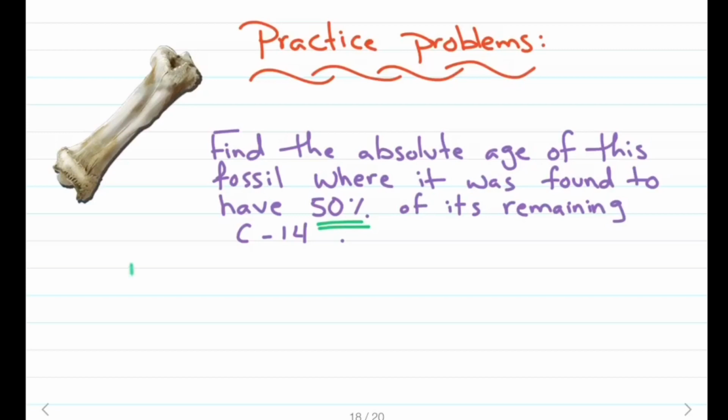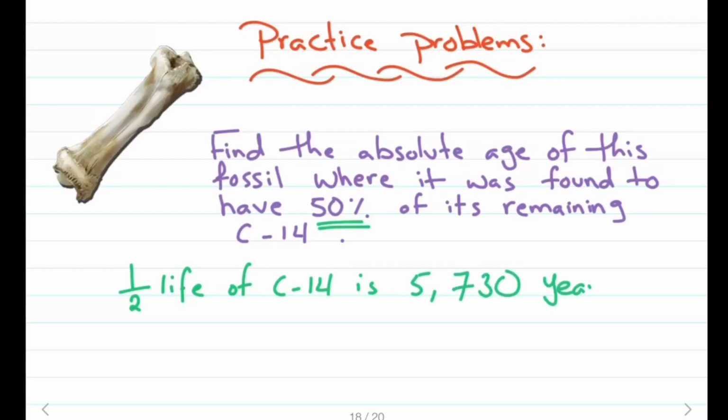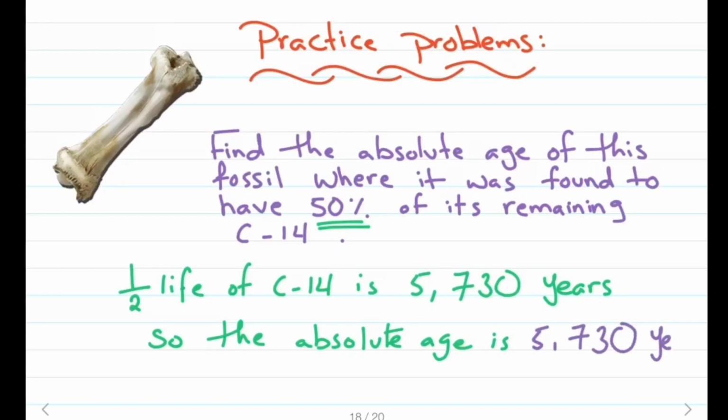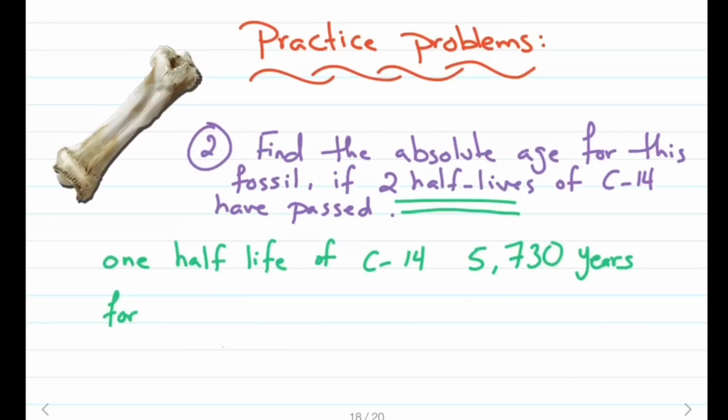Find the absolute age of this fossil, which was found to have 50% of its carbon-14 remaining. As I said, if it's 50%, it means only one half-life. In here, you can pause the video and have a go on your own. The answer will be that the age of this sample is 5,730 years.